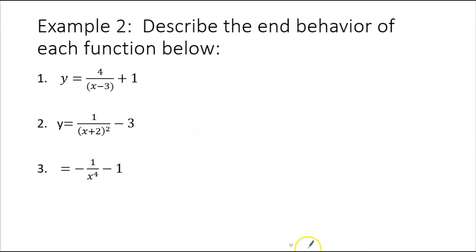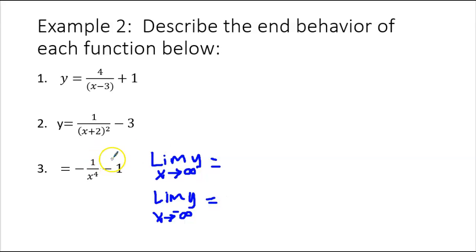All right, let's take a look at number 3. Once again, we're going to do our end behavior on the right side, and we're also going to do our end behavior on the left side of the graph. And on both sides, the end behavior is equal to whatever your horizontal asymptote is. That's the value that it's getting closer and closer to. Okay? And so that's how you describe the end behavior of one of these rational functions here.